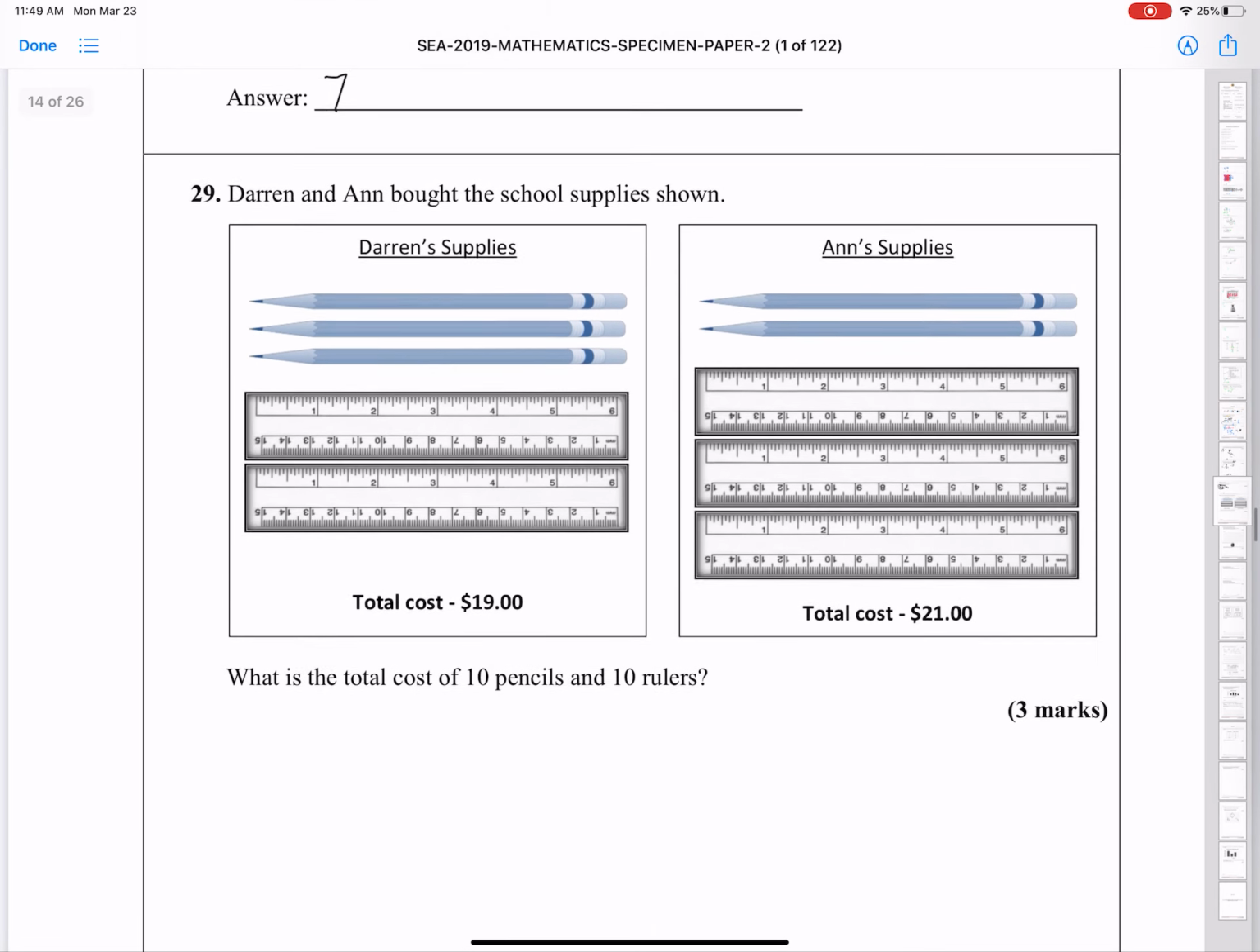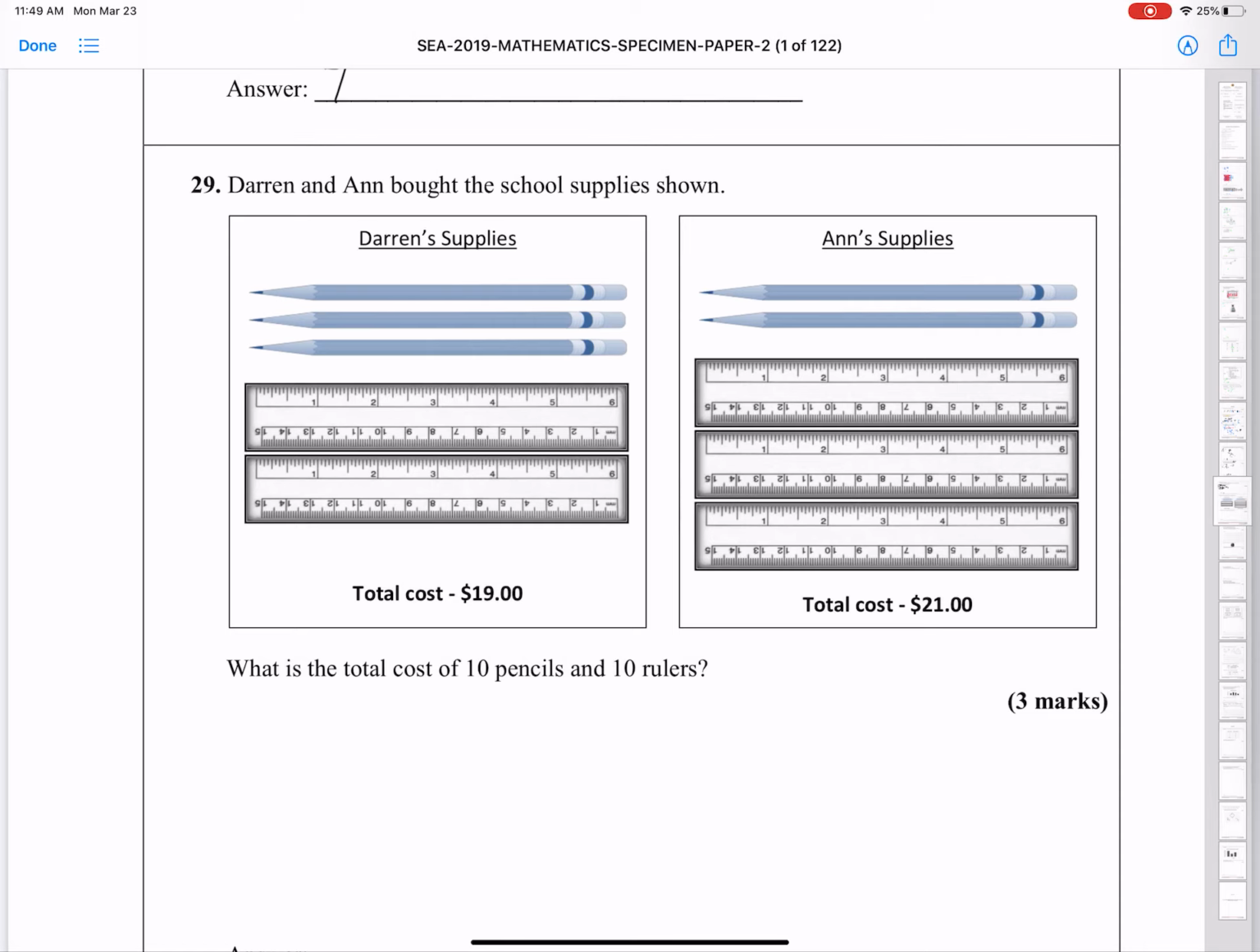Number 29. Darren and Ann bought the school supplies shown. What are you seeing? Darren bought 3 pencils and 2 rulers. Ann bought 2 pencils and 3 rulers. Darren's supplies cost $19. Ann's supplies cost $21.